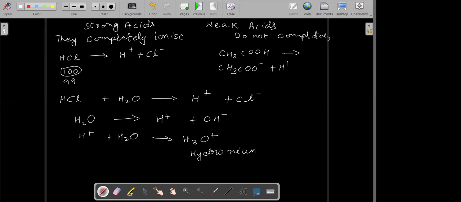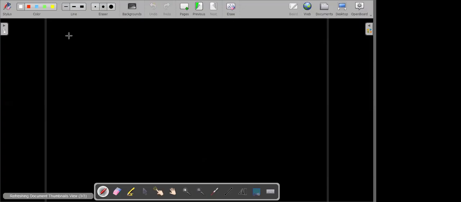Got it? So see, in the same way, you can write for NaOH also. Let's see what happens when sodium hydroxide is dissolved in water. Will it give us H plus ions? No, sir. Then that means you haven't understood the concepts.